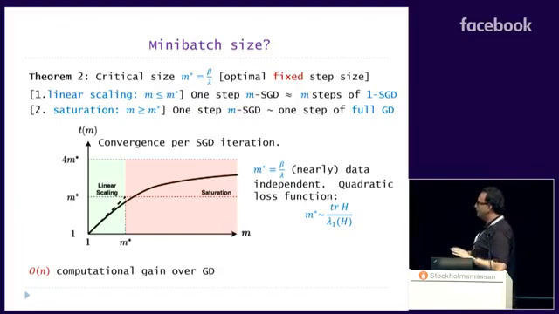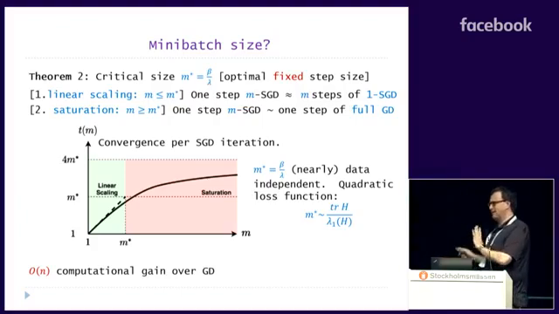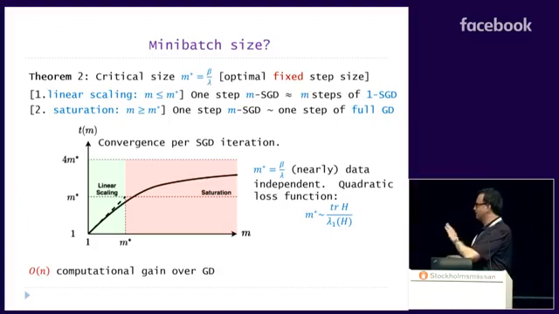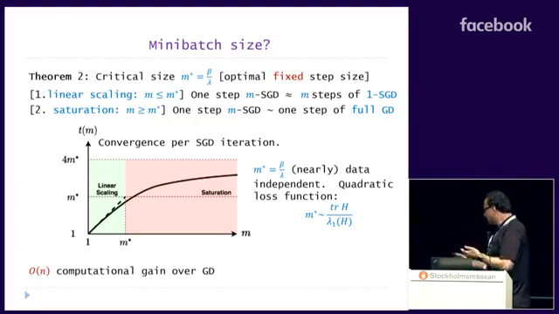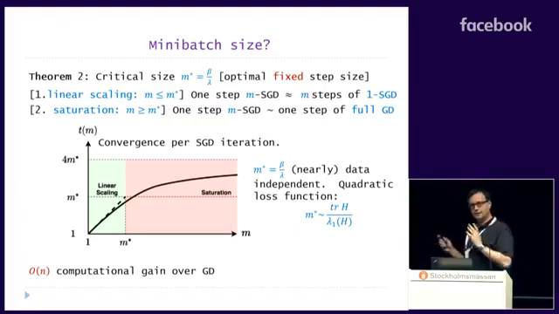Now, for the quadratic loss function, M star can be understood very easily. It's basically trace. It's not exactly trace, but it's a good approximation. I don't want to define exactly what it is, but you can think of it as the trace of the Hessian divided by lambda 1. And what's cool about this? The really cool thing about it, if you think about that, this is more or less data independent, right?